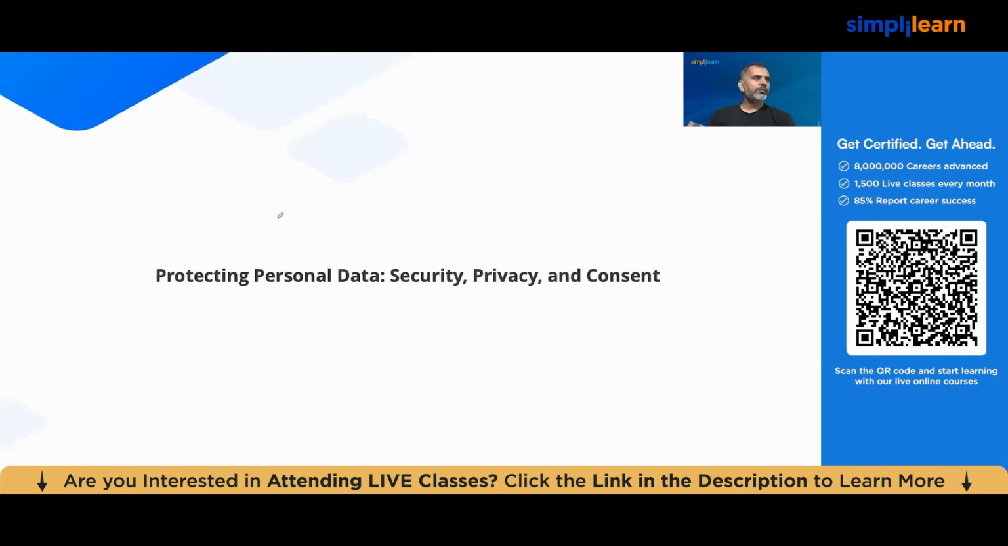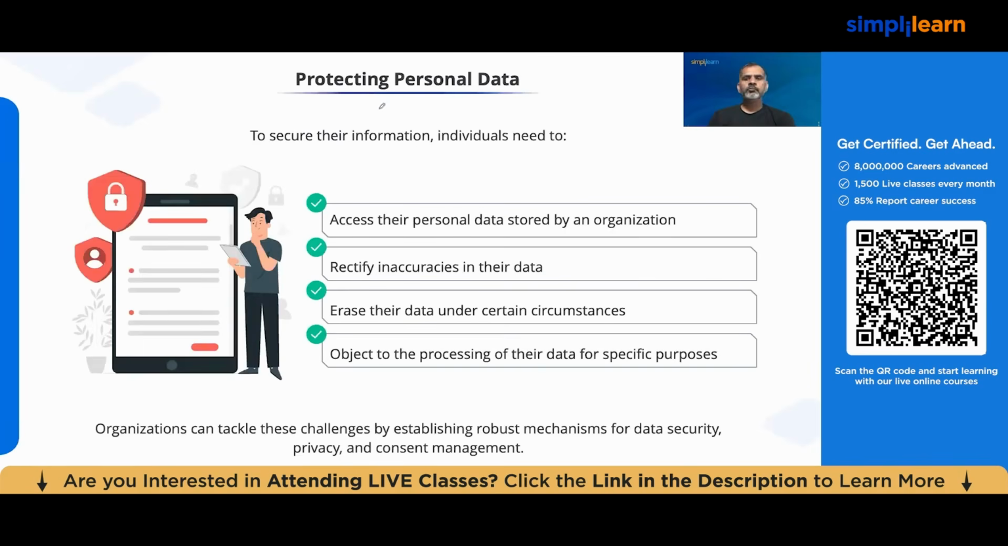With this, now let's talk about protecting personal data. Personal data is your name, your demographic, your phone number, your gender. All of this comes into personal data. So what are the security, privacy, and consent concerns related to that? Very first thing is that protecting your personal data is very important, and organizations need to take care of this very seriously. But when you obtain this data, they also have to face certain challenges.